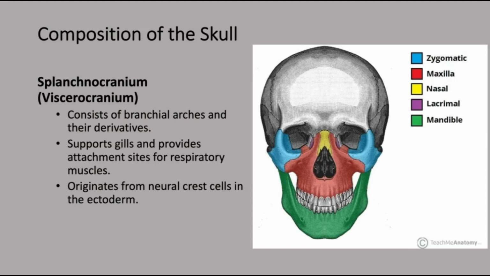Now, the viscerocranium, where does it come from? It comes from the neural crest cells, which can be found in the ectoderm. So we said the brain case or the neurocranium comes from the neural crest cells and the mesenchyme, okay? Viscerocranium, the cartilage eventually that's going to make up the viscerocranium is going to come from the neural crest cells in the ectoderm specifically.